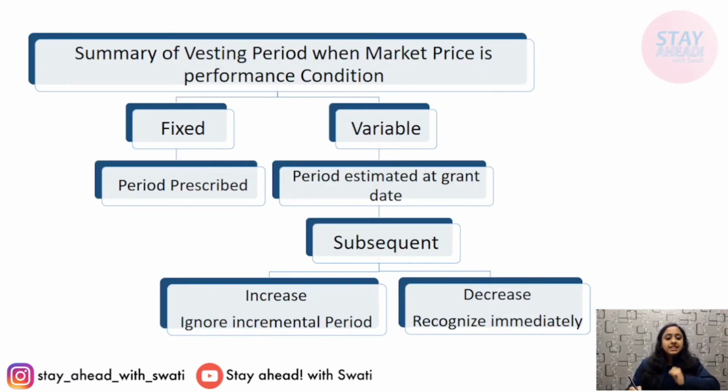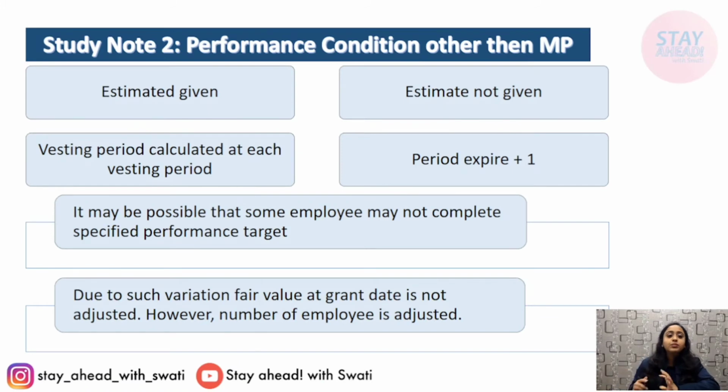Okay, summarizing this whole thing. If it's fixed, then take the prescribed period as the vesting period. If it's variable, the period is estimated at the grant date. You have to take the vesting period as estimated on the grant date. Subsequently, if it increases, then ignore. And if it decreases, then recognize the whole of the expense immediately. For example, even if 2 years were remaining and the condition got met today itself, then such vesting period got reduced. Since it decreased, you have to recognize all of the expense in the current year itself, immediately. I hope this is clear.